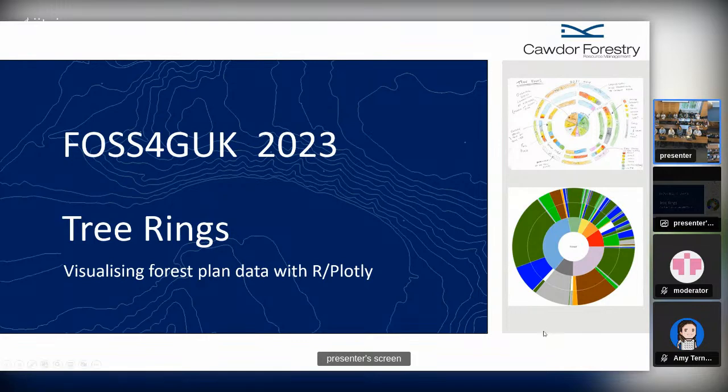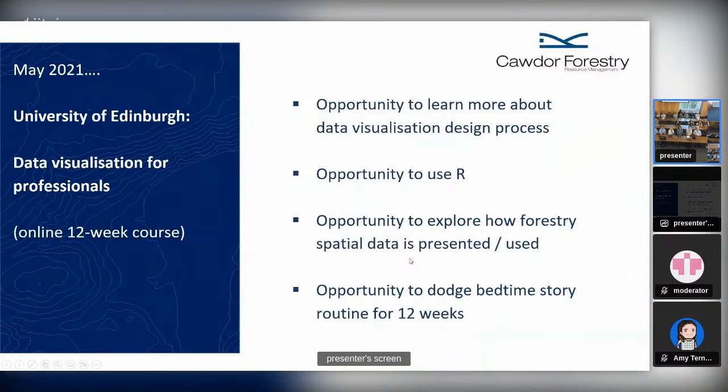Okay. Thank you. So tree rings was the name that I came up with for a visualization that I created as part of a University of Edinburgh data visualization course I did back in 2021. And my motivations for doing that course were that it was an opportunity to learn more about the data visualization process and the design process.